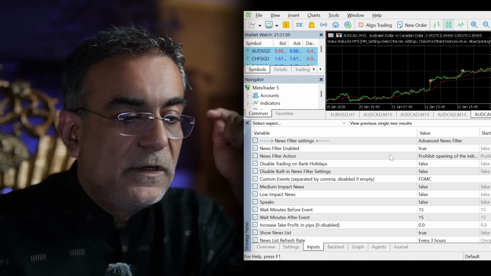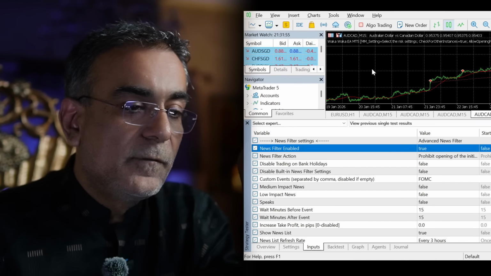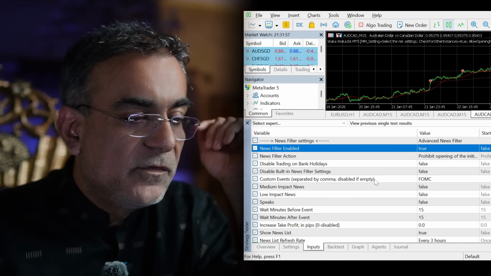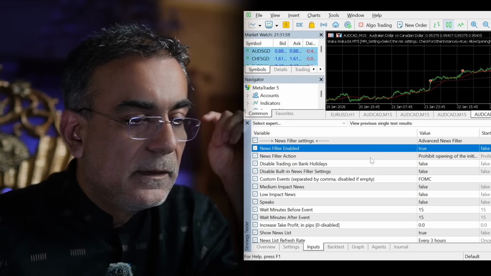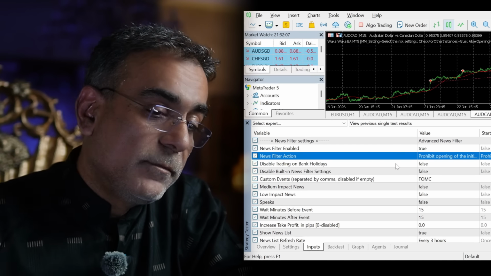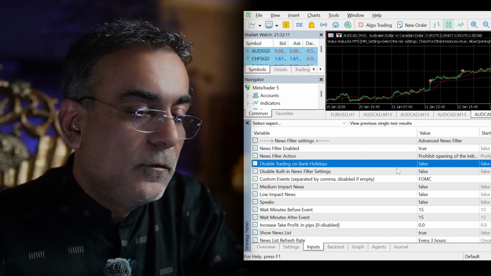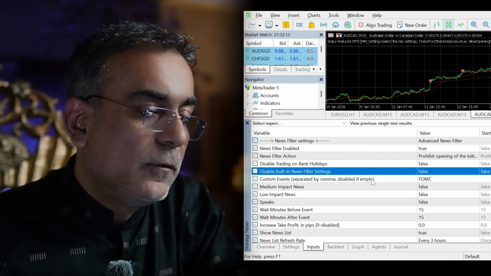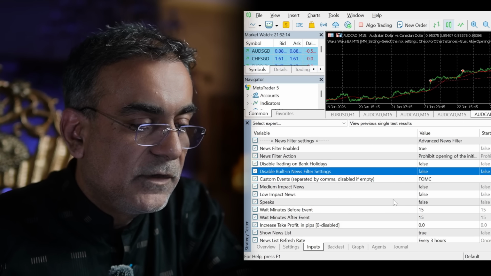Understood? The news filter, understand here, I mean, we're going to build the entire news panel anyways. So yes, news filter is enabled. And then the news action, prohibit opening of the initial, which makes sense. So yeah, we'll incorporate that. Disable trading on bank holidays, news filter. I mean, all of this is, yeah, fine, understand, easy to do.